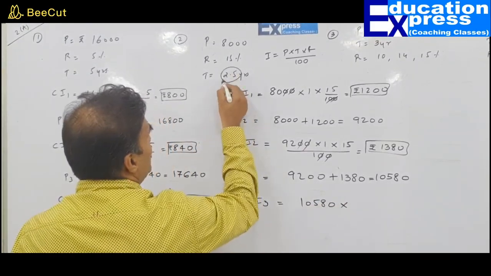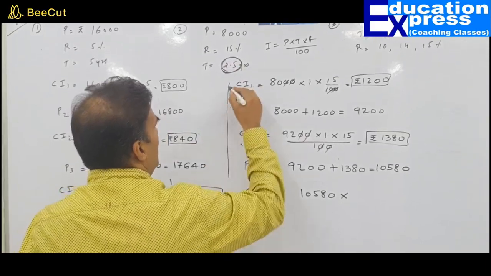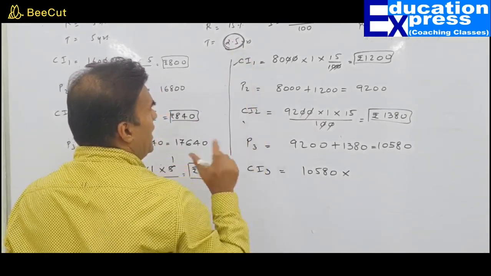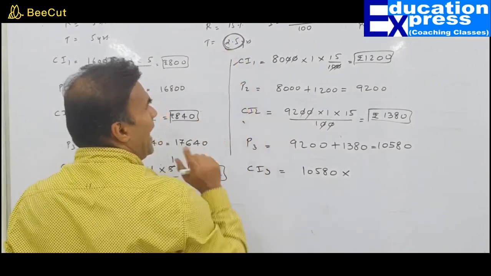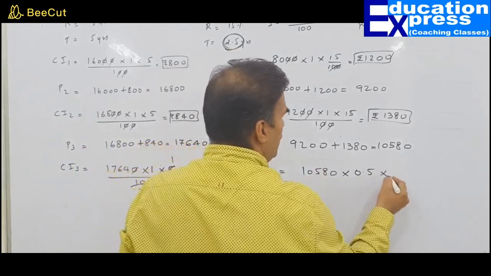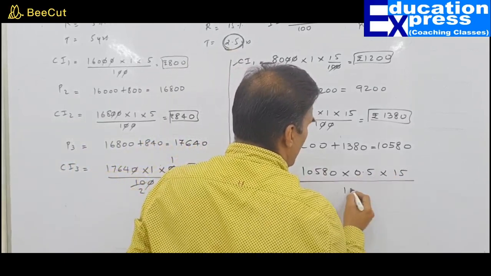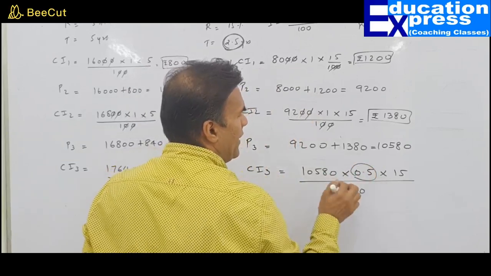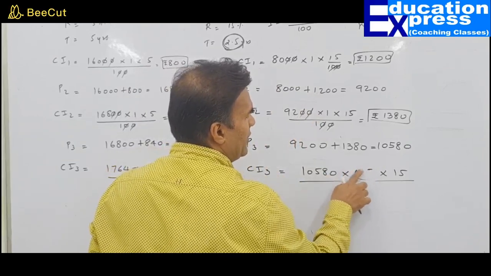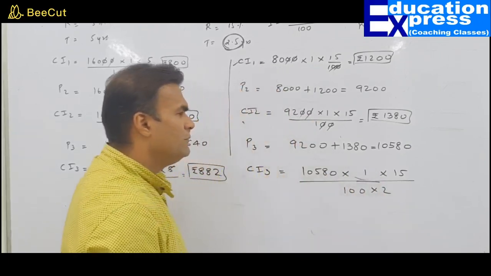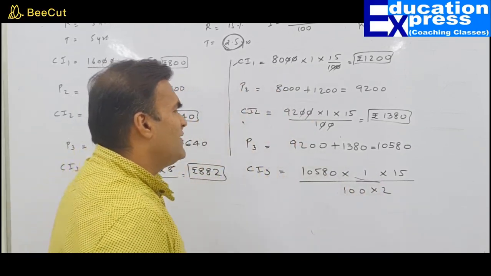Now the time horizon one must understand. They have given us only 2.5 years. I already took for 1 year. Then I took for second year. So the time period left is only half a year. Either you can write 0.5 into 15 upon 100, or if you don't want to write 0.5, you can simply write half. I hope you understand what I have said.